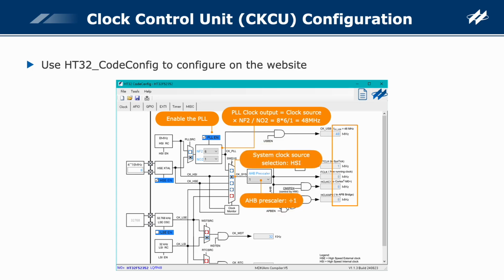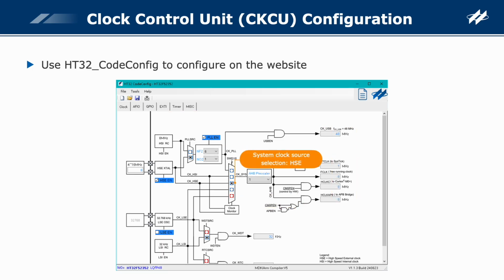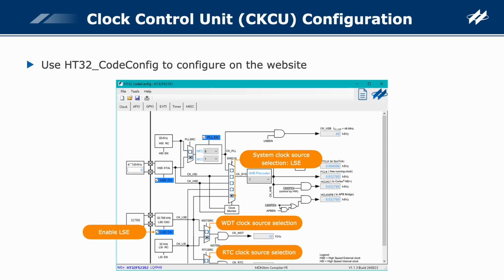The HSI clock is used as the system clock by default. The HCLK and FCLK are derived from the AHB prescaler. The system clock can also be derived from the following clocks: PLL, HSE, LSI, LSE. If LSE is selected, LSE must be enabled. Either LSE or LSI is also used as an input clock source of the watchdog timer and real-time clock.